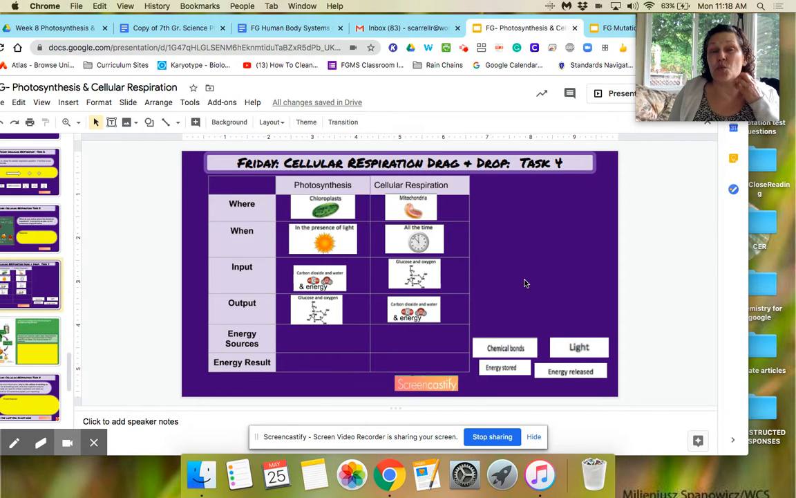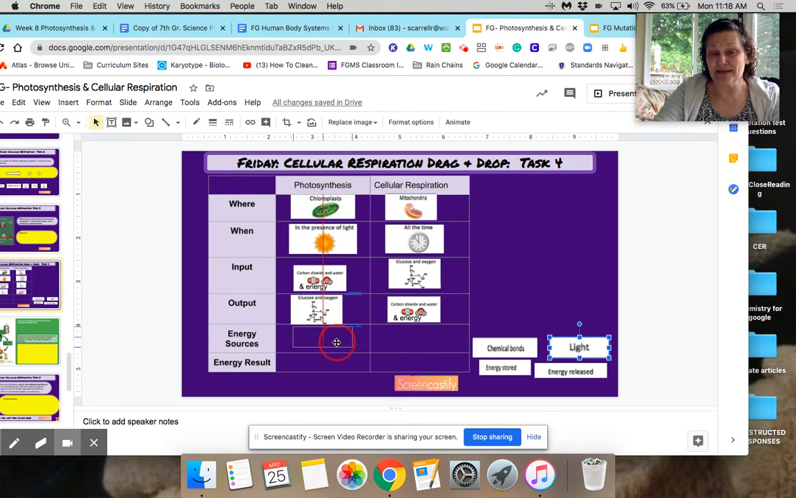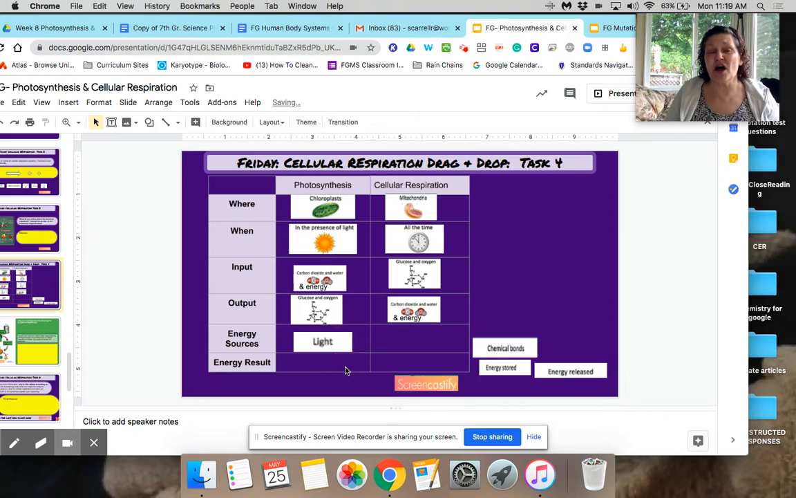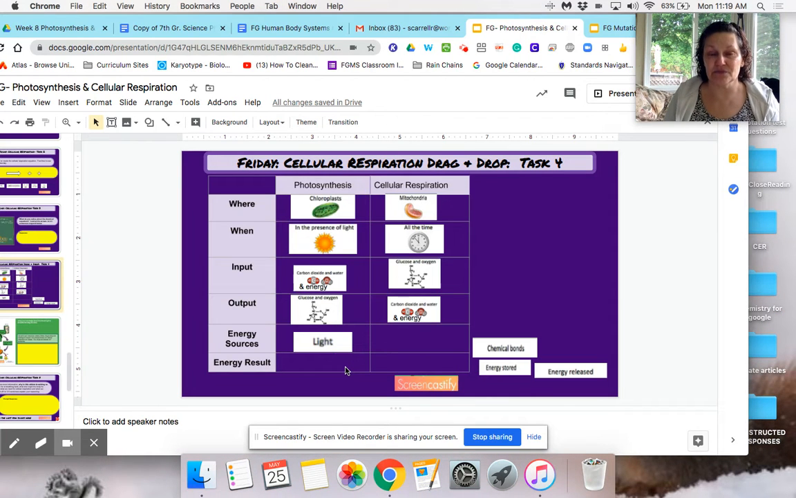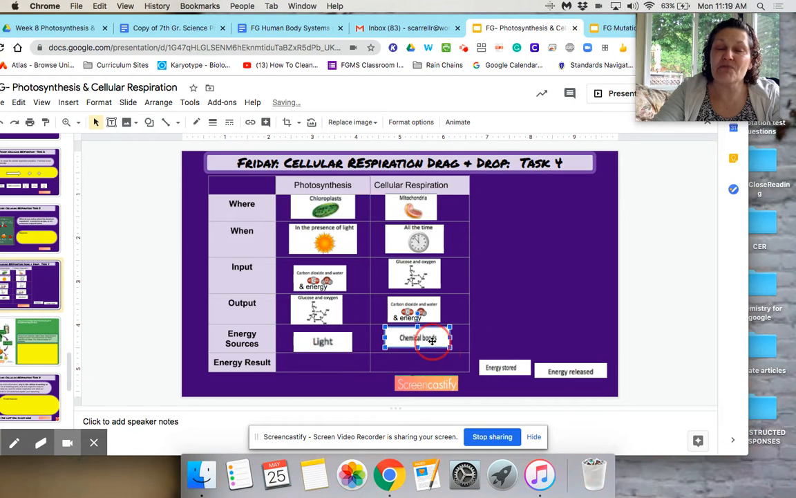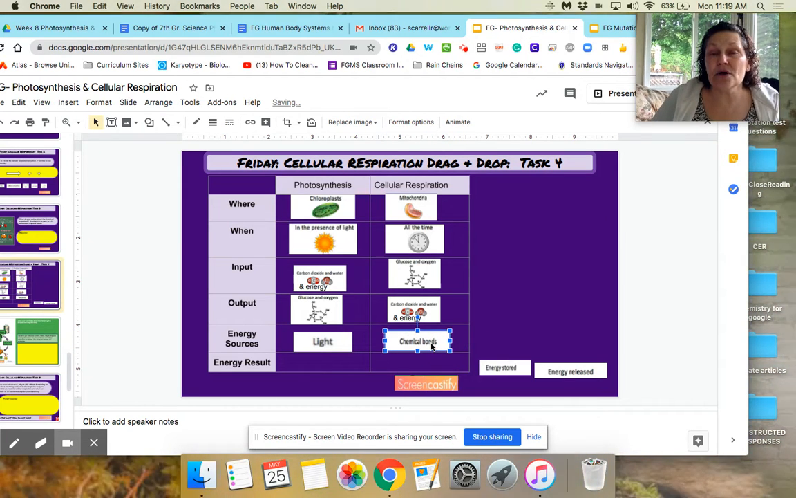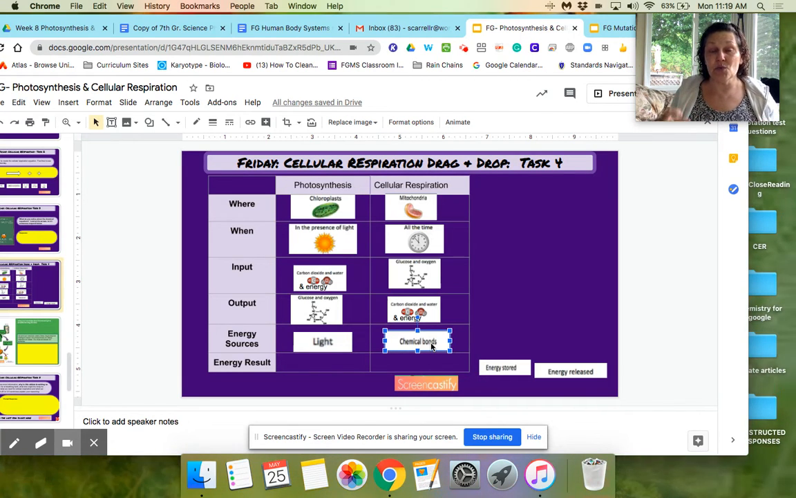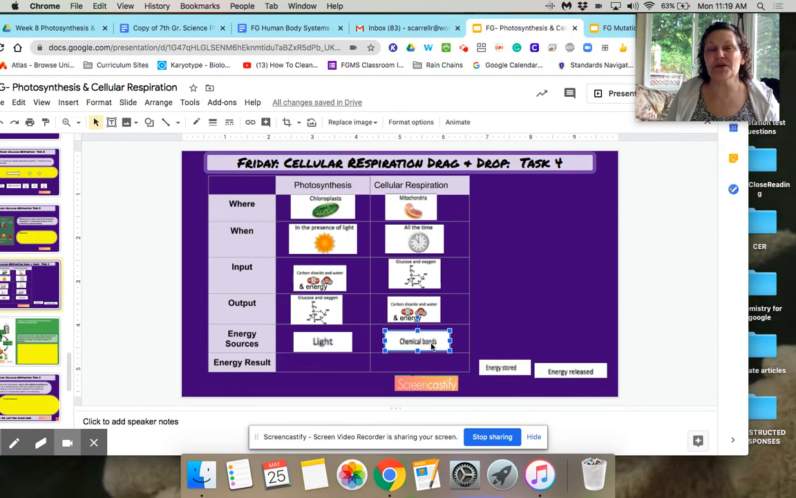So, what are the energy sources? Where does the energy come from? Well, photosynthesis occurs in the sunlight, right? So the energy comes from the sun, that radiant energy, right? And so then we have cellular respiration. Well, where does the energy come from? Well, guess what? The energy comes from breaking the bonds in glucose molecules. So remember, in the mitochondria, glucose is combining with oxygen. And so the bonds in that glucose are being broken, and then the energy is being released.